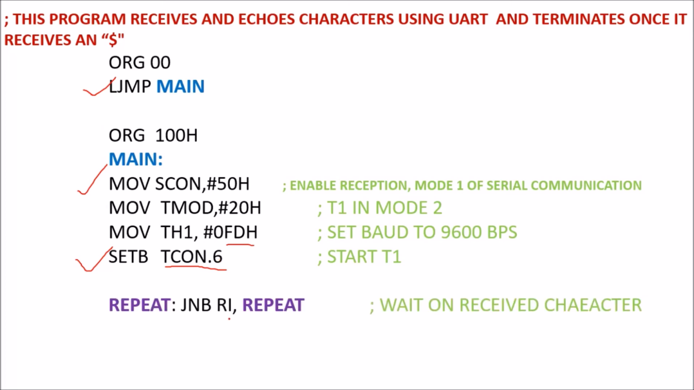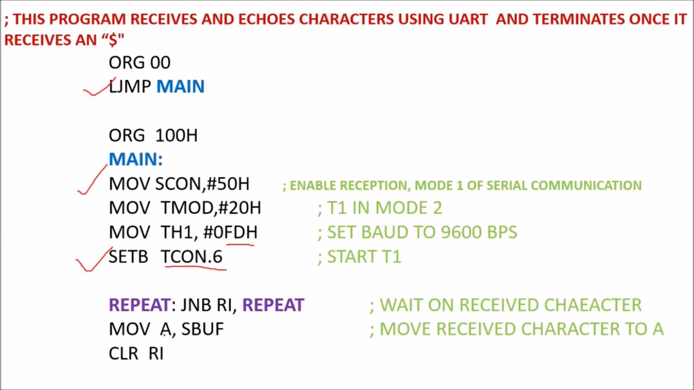Then we'll check whether a character is received or not. For that we are going to use the JNB instruction, jump if not bit, to repeat. Means continuously check whether this RI bit is 1 or not. If it is 1, that means a character is received and it will store that character in the accumulator. After that, we'll clear the RI flag so that it can receive a new character.